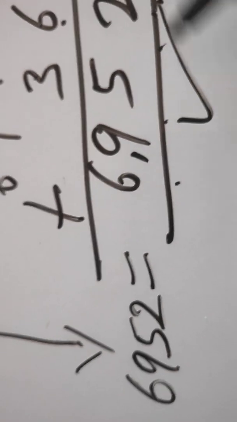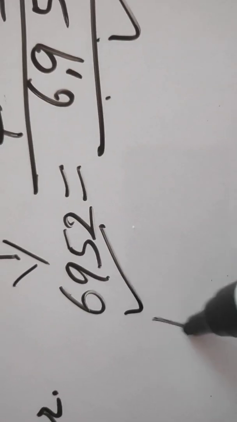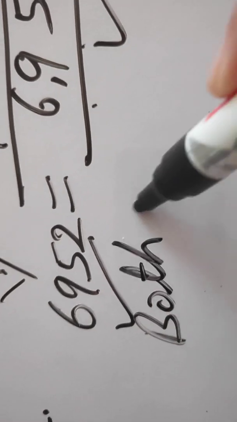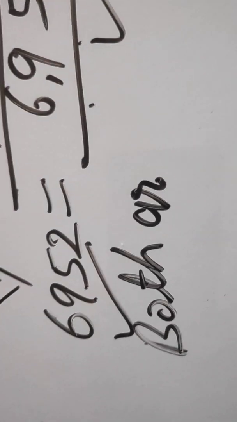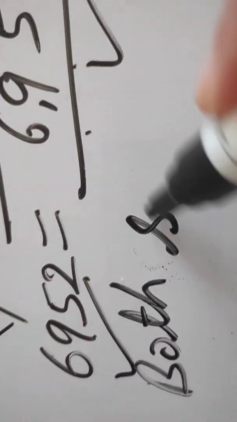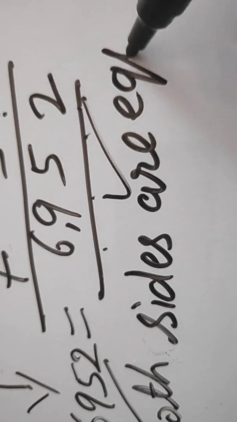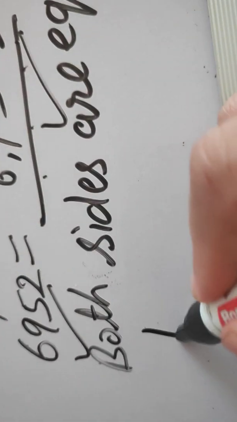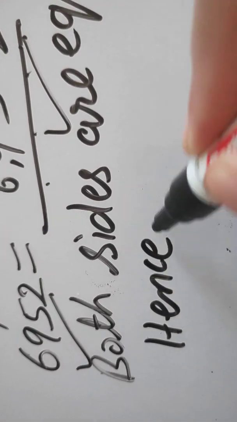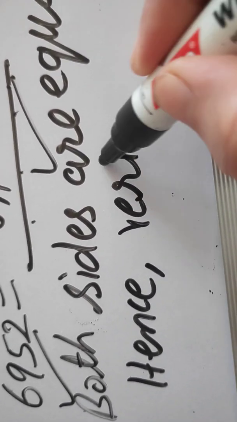This right hand side calculation is equal to left hand side dividend. Then you will write both sides are equal. Both sides are equal, hence verified. Or you can write, it means our division is right.